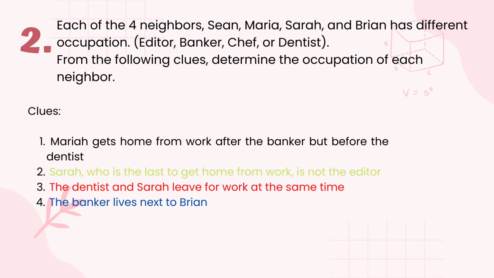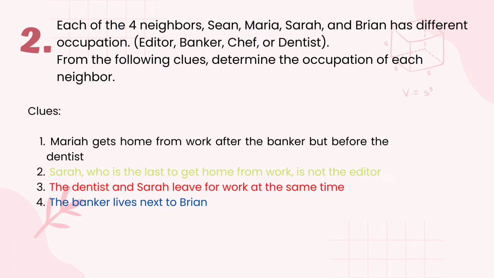Each of the 4 neighbors, Sean, Maria, Sarah, and Brian has different occupations. It is the editor, the banker, the chef, or the dentist. Now, from the following clues, determine the occupation of each neighbor. Our clue number 1, Maria gets home from work after the banker, but before the dentist.